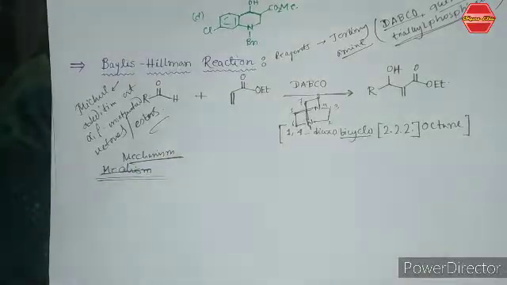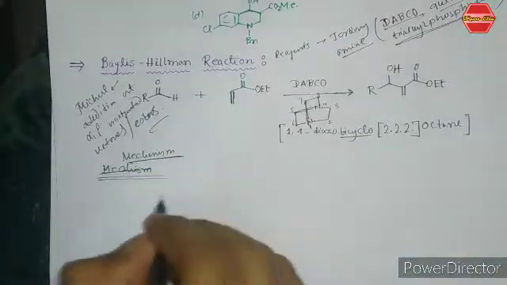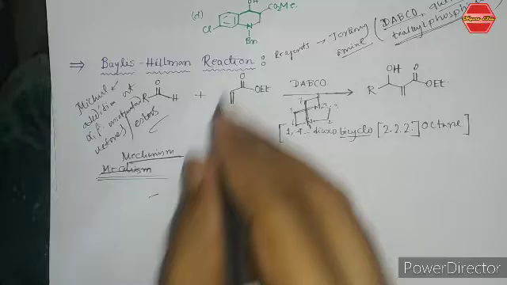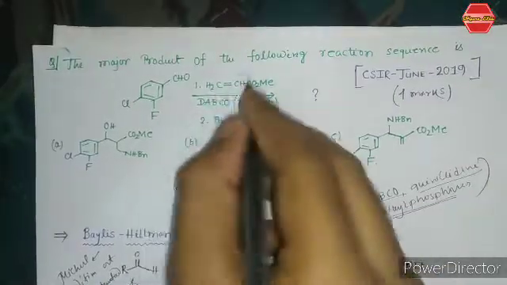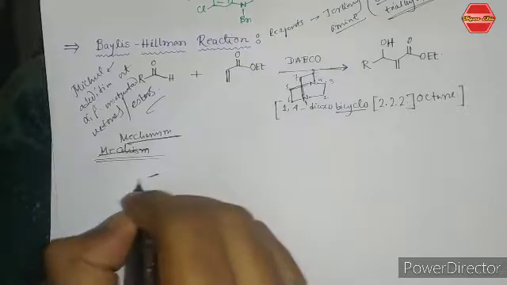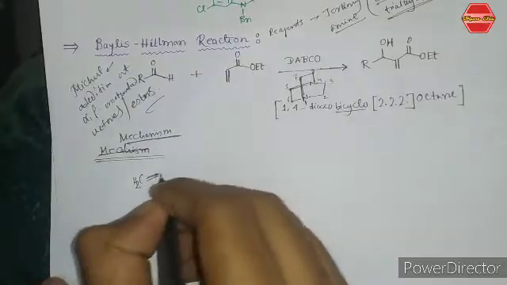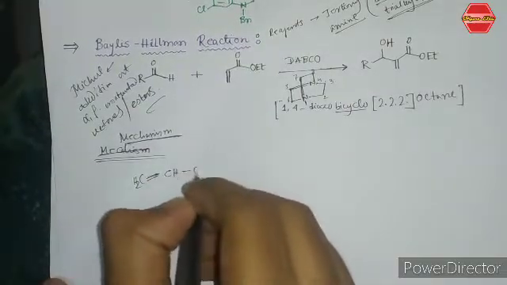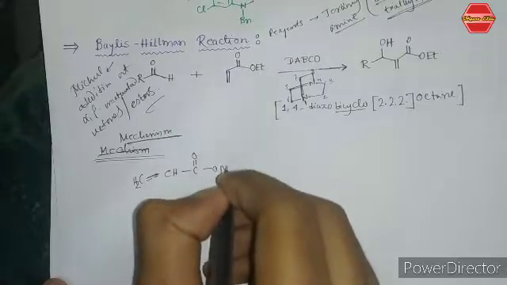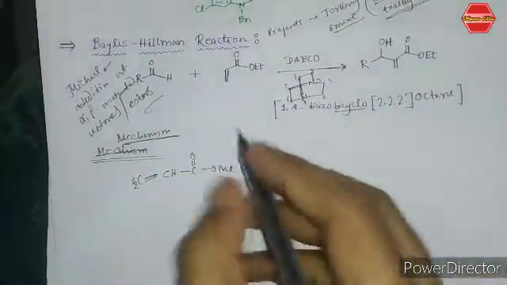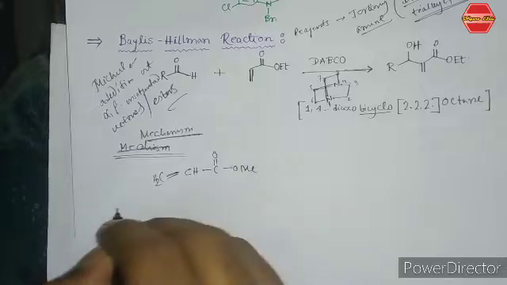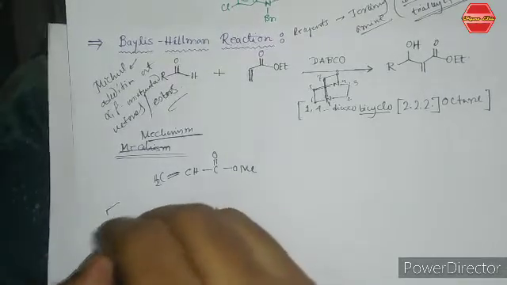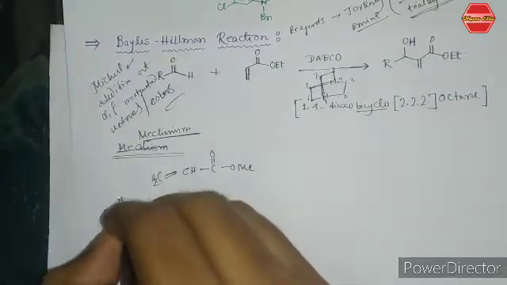So this is the mechanism. Now see, I am taking the compound which is given to you, that is methyl acrylate. I am writing here CH2=CH, C double bond O, and OMe. Now, what is the role of the base?